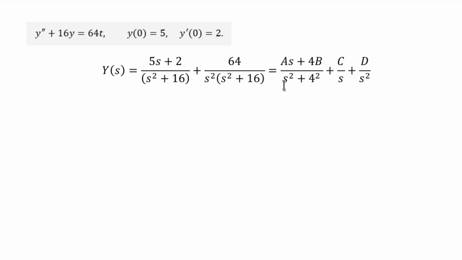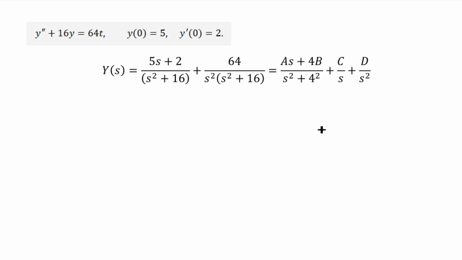And what you want to do is, instead of writing as plus b, you want to write down a times whatever this is. In our case, it's just s, but sometimes you have s plus something, and in that case, you have to have the same thing here. And also, whatever this number is, you have to put it in front of b. This will later help you in finding the inverse Laplace transform.